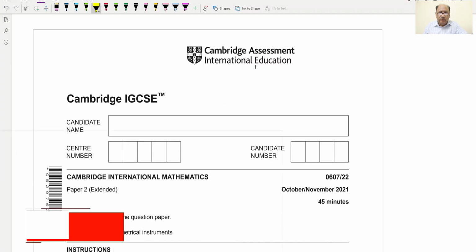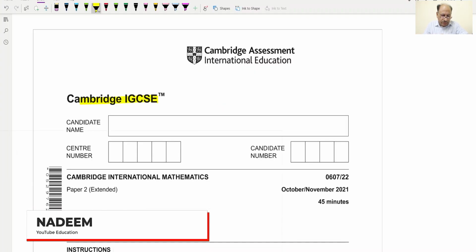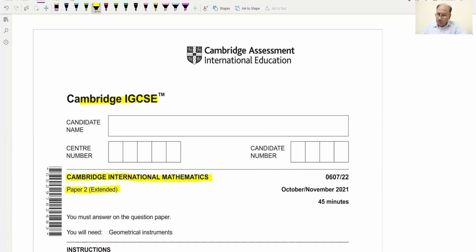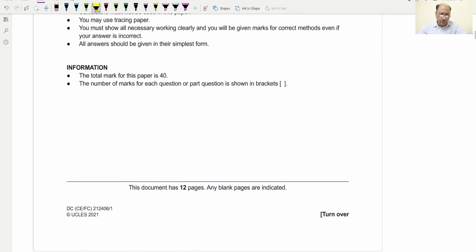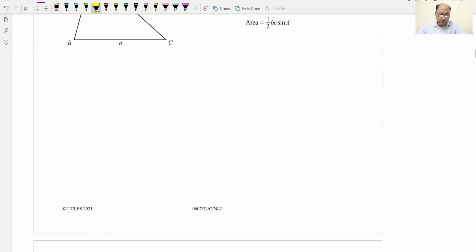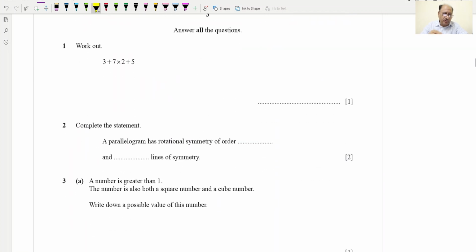Hello everyone, today we'll be going through Cambridge IGCSE Cambridge International Mathematics Paper 2 Extended 0607/22, October/November 2021. It's a non-calculator paper. So let us move to question number 1.